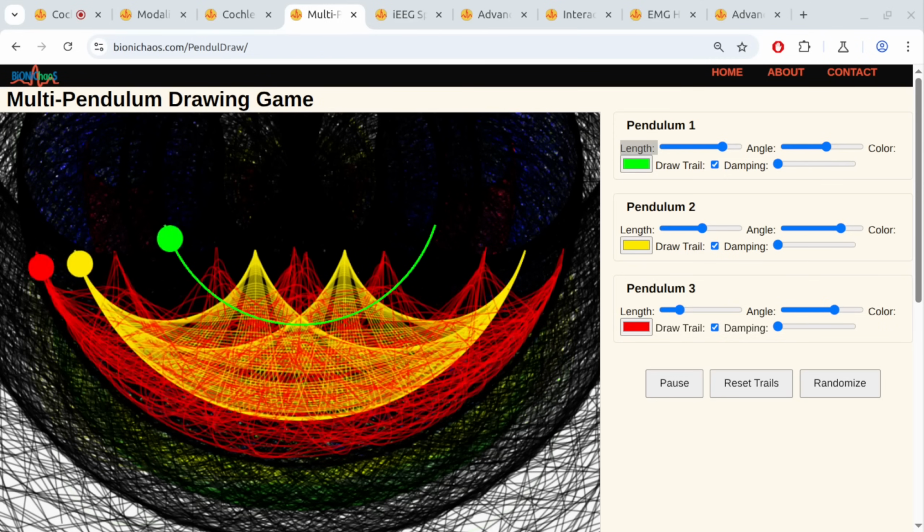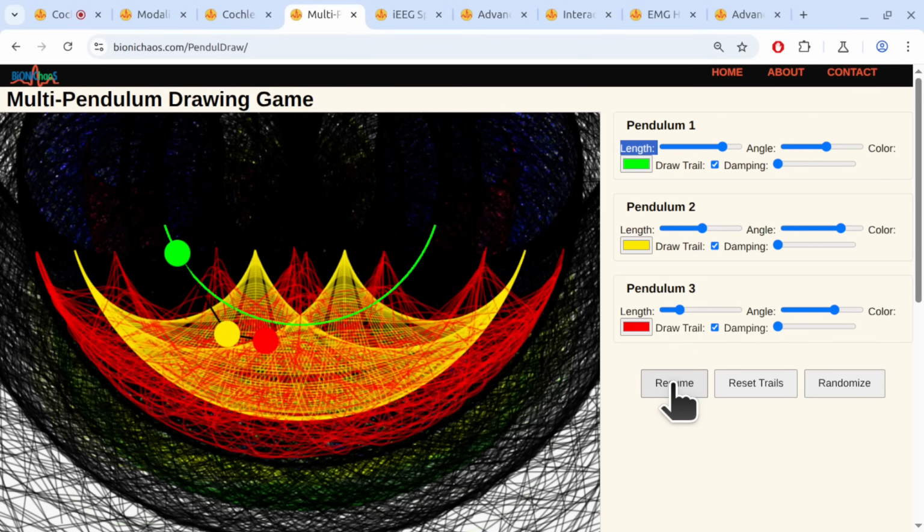AI algorithms could be used to model the nonlinear dynamics of the pendulums, predict their behavior, or identify patterns in the drawings that might be difficult to discern manually. This involves principles related to machine learning and complex system analysis, which are key parts of AI.